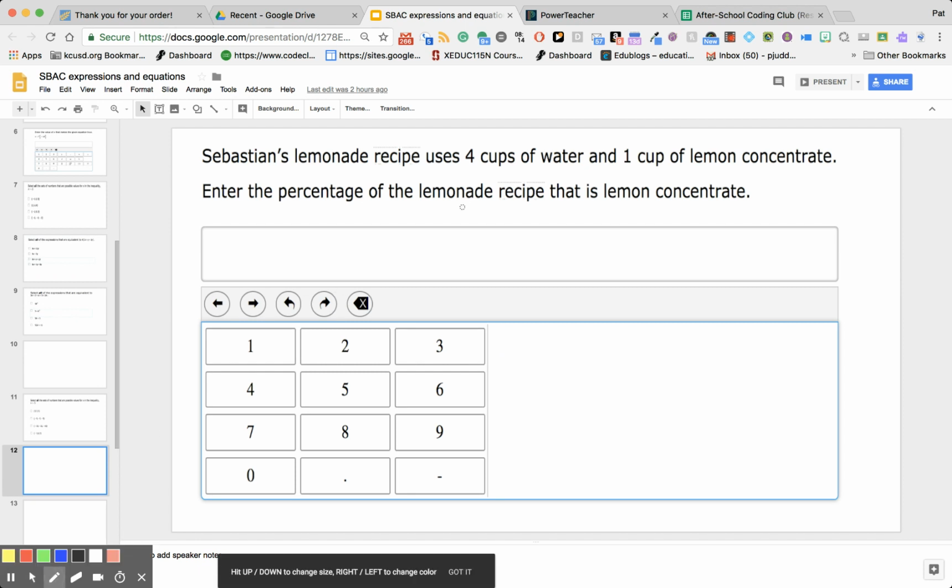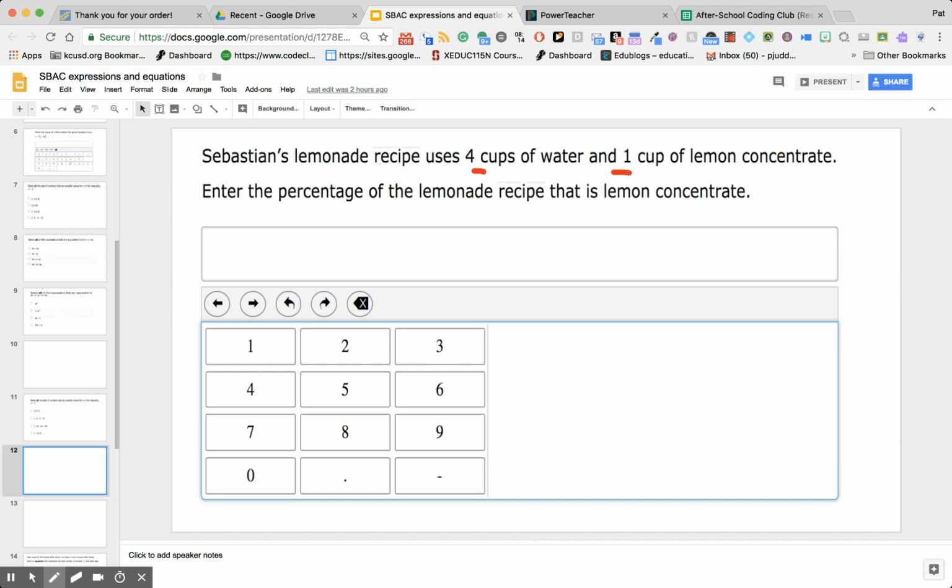Sebastian's lemonade recipe uses 4 cups of water and 1 cup of lemon concentrate. Enter the percentage of the lemonade recipe that is lemon concentrate. So when we first started looking at percentage problems, we used tape diagrams to find the percentage amount. We've also used the is-of structure. So pause the video here and work with your partner to decide which approach will be correct and what your answer should be. Take 3 minutes. Check back in at the end of 3 minutes. Go.